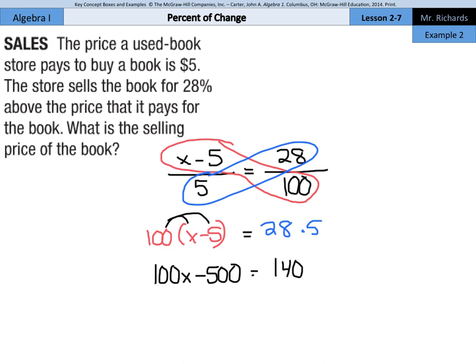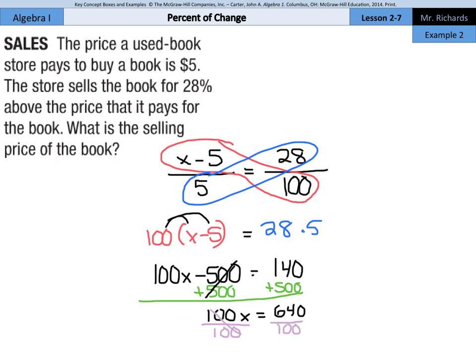We have a two-step equation here to solve now. Add 500 to both sides. 100x is going to equal 640. And lastly, if you divide by the 100 on both sides, x is going to equal 6.40, or a final answer of $6.40.